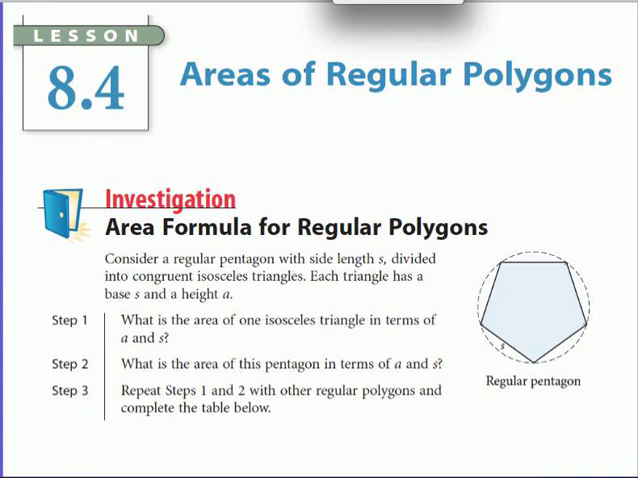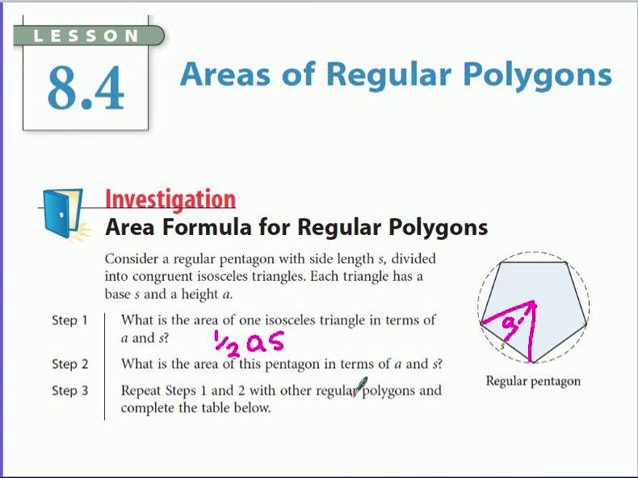Area of regular polygons, and you went ahead and completed this investigation. If you notice, it asks you for the area of one isosceles triangle in terms of A and S. A, they told you, was the height. So what's the area of one triangle? 1/2 AS. Very good.